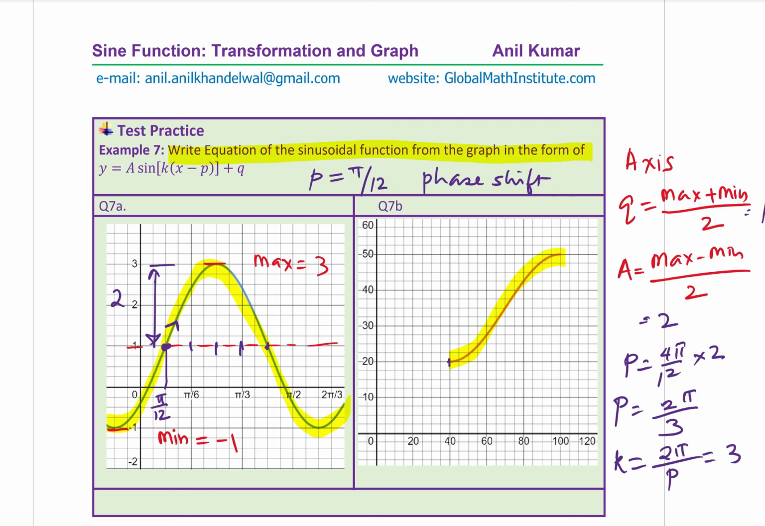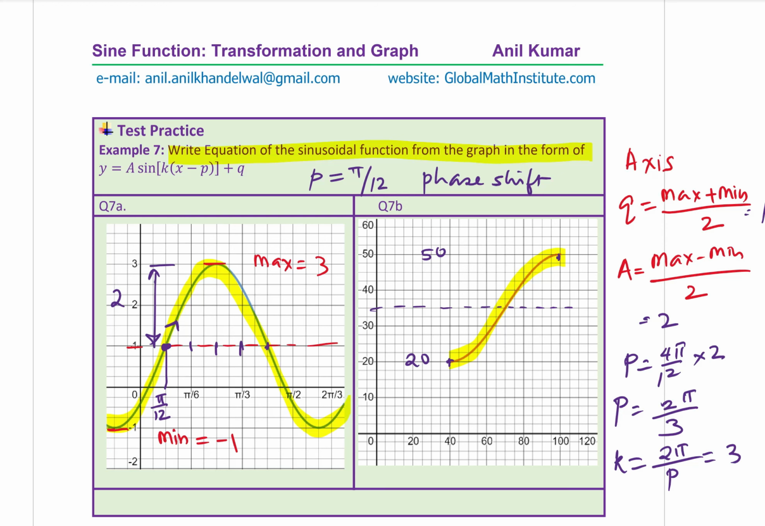Likewise, you can also work with the other wave, correct? So read the maximum and minimum values, then you find the axis. In this case, it is 50 and this is 20, correct? Add them, 70, and 35 will be the axis. So you get the axis.